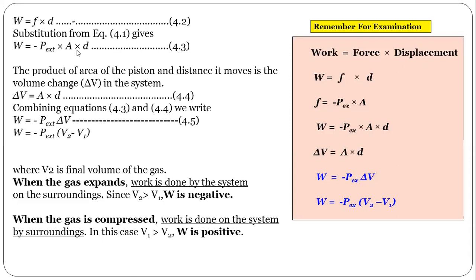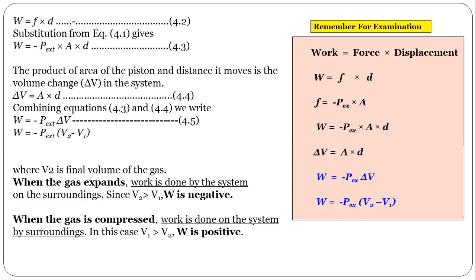Delta V is nothing but the product of area into distance. And delta V means it is the volume change, V2 minus V1. So this expression will be asked for 2 marks. W is equal to minus P external into delta V, or we can put the value of delta V, V2 minus V1. So this equation 4.5 is asked for the 2 marks. Derive this equation.